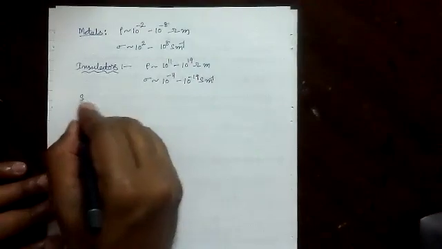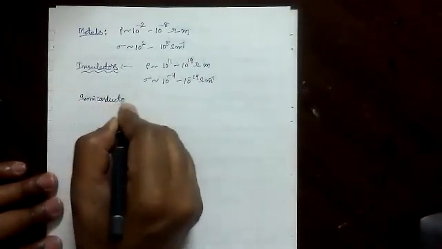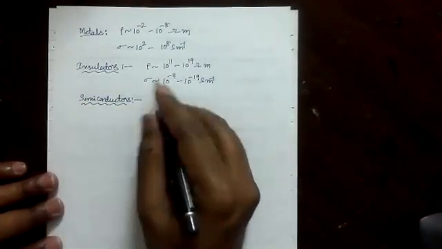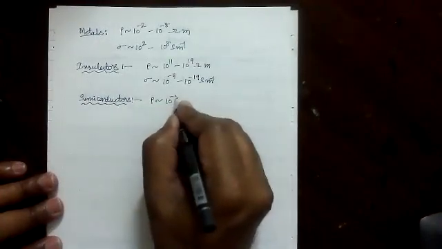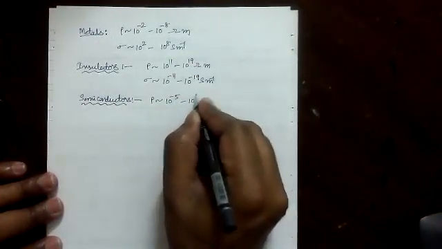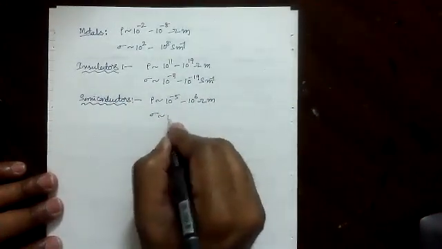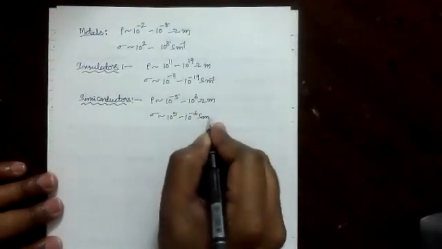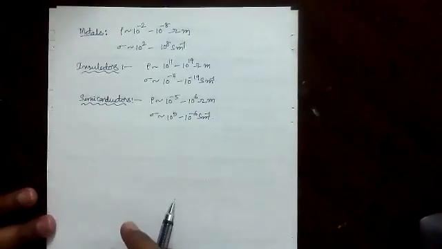And next is semiconductors. In semiconductors, the rho value is 10 to the power of minus 5 to 10 to the power of 6 ohm meter, and the sigma value is 10 to the power of 5 to 10 to the power of minus 6 Siemens per meter. This is about semiconductors.